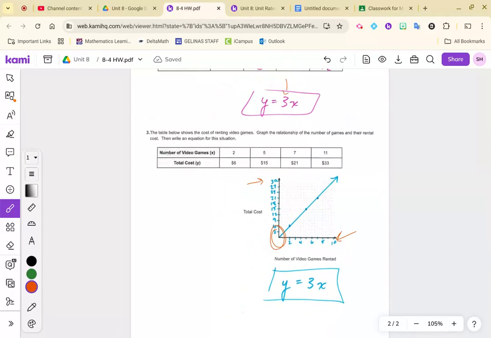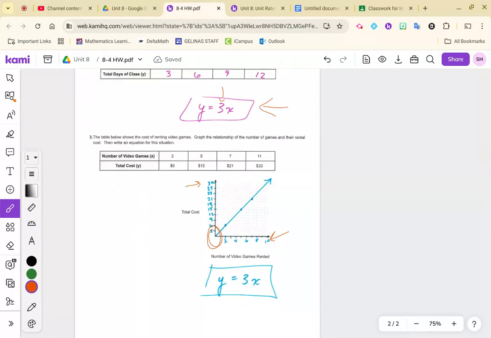So even though it's 2 different scenarios, they actually had the same equation, and so they would have the same graph. It's just one is comparing classes for karate in weeks, and the other one is comparing cost to the number of video games that was rented.